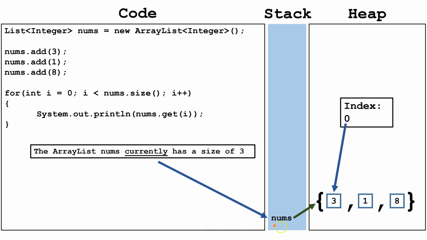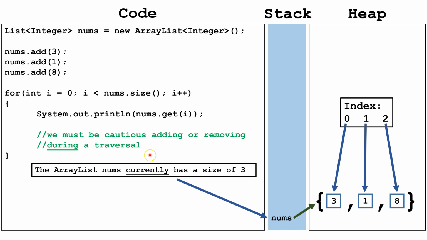Right now, the array list nums has a size of 3. However, like an array, array lists are 0 indexed. That means the first index is index 0, the next one is index 1, and in this case, the final index is index 2. This is why it's important to make sure i is less than the size of the array list, so we don't try to retrieve an index that isn't there.